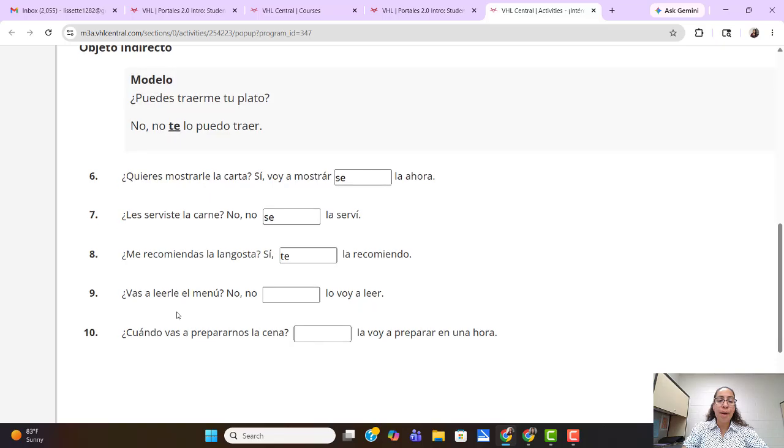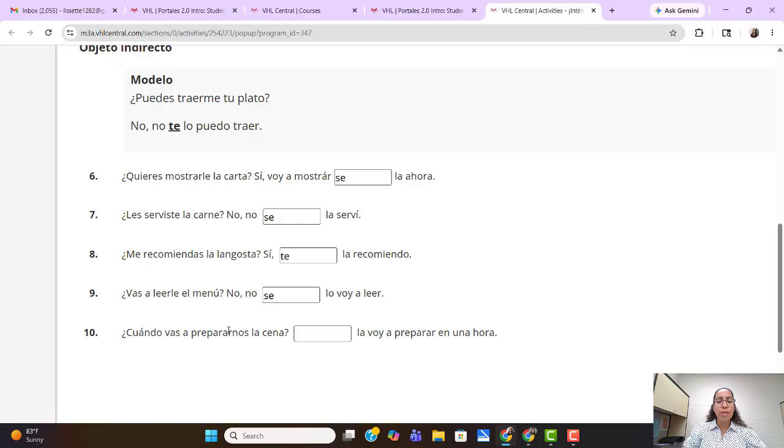¿Vas a leerle el menú? Are you going to read the menu to him or her? No, no se lo voy a leer. How did that happen? It would have been le, but I can't put le with lo. So it's se lo, no se lo voy a leer.